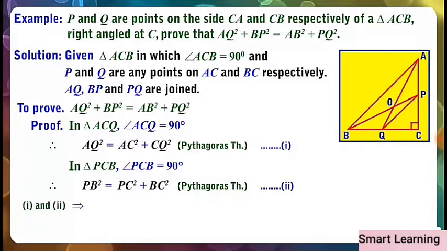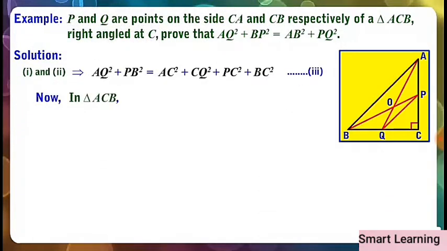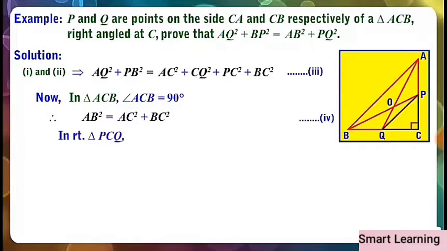Adding 1 and 2, we get AQ square plus PB square will be equal to AC square plus CQ square plus PC square plus BC square. Call this third. Now in triangle ACB, angle ACB is equal to 90 degrees. Therefore, by Pythagoras theorem, AB square is equal to AC square plus BC square. Call this fourth. In right triangle PCQ, PQ square is equal to PC square plus CQ square. Call this fifth.